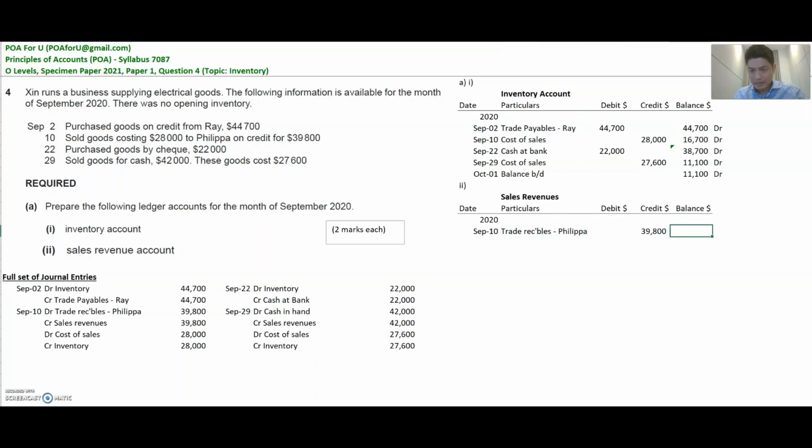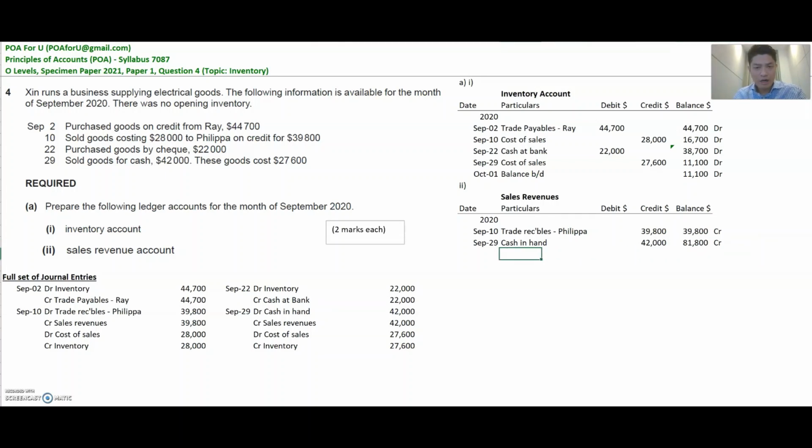Okay, then the balance would be on the credit side. And then the next transaction affecting sales is the 29th. So where's the number going to appear? Yes, again, on the credit side, right? So let's look at it this way. And the particulars will be the other side of the journal entry. And then I bring a balance here.